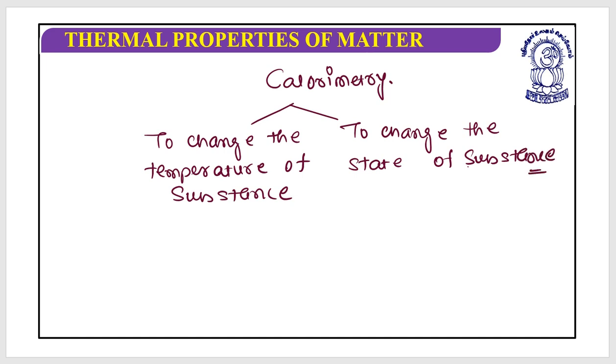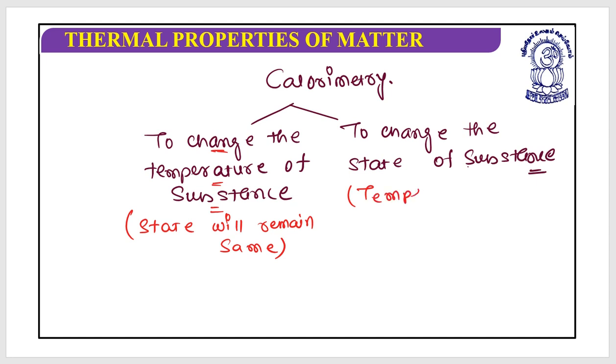First task is to change the temperature of the substance. But while I change the temperature, its state will remain the same; its state is not going to change. And the second task is to change the state of a substance, where the temperature remains the same.